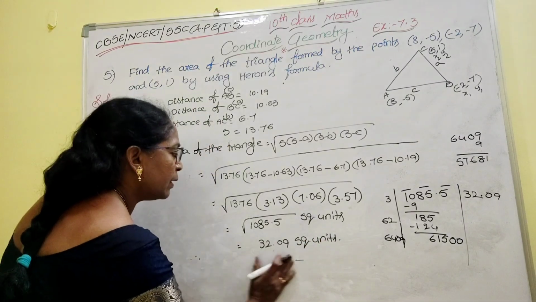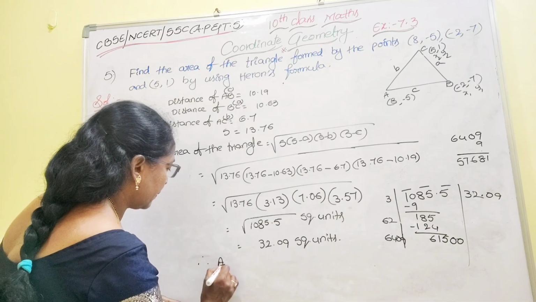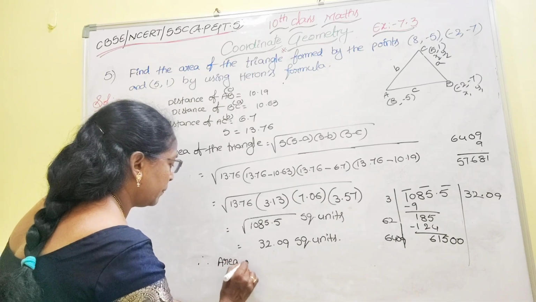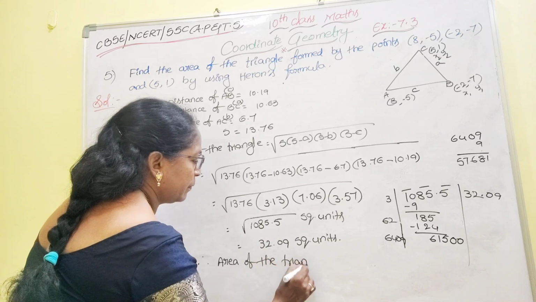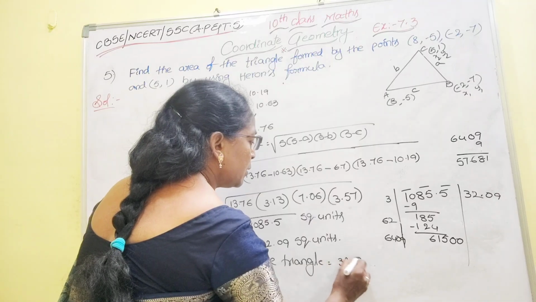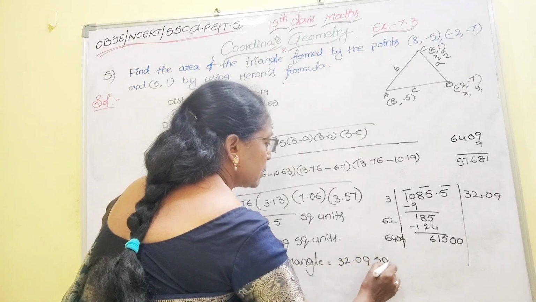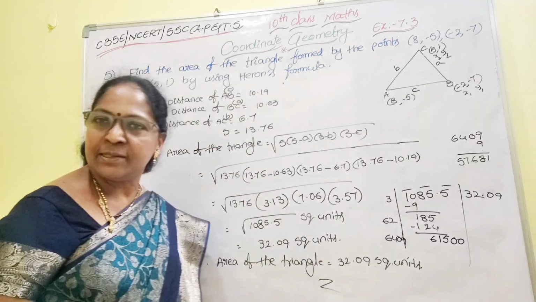Therefore, the area of the triangle equals 32.09 square units. This is the final answer.